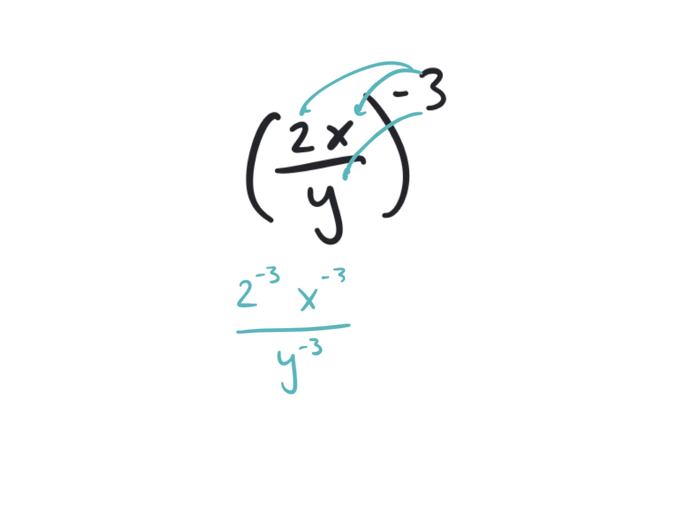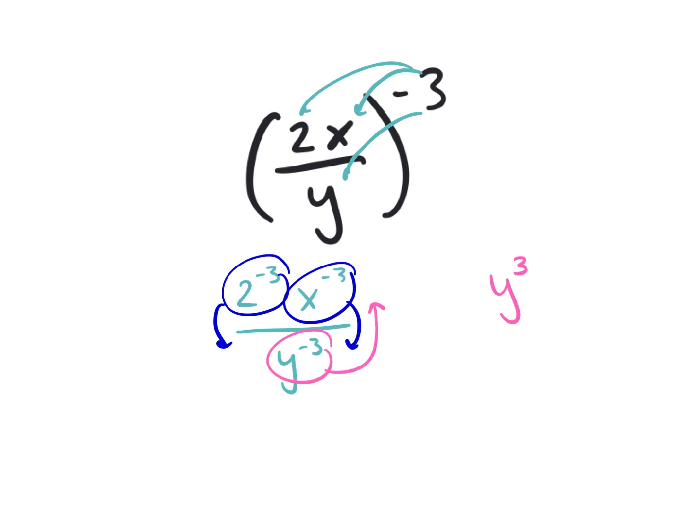What can we do next? Simplify. Let's simplify. How do we make our exponents positive? We got to move them to the bottom. So anything on top that's negative, we're going to move it to the bottom. What if it's already on the bottom and it's negative? Move it to the top. So now we have y to the third power up top. And then we have 2 to the third power and x to the third power on the bottom.